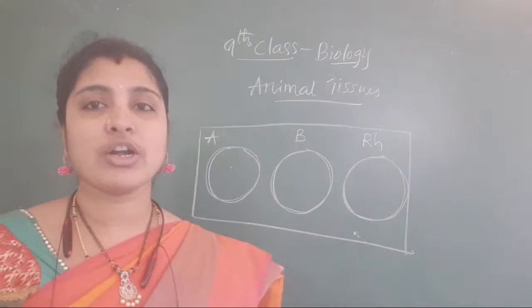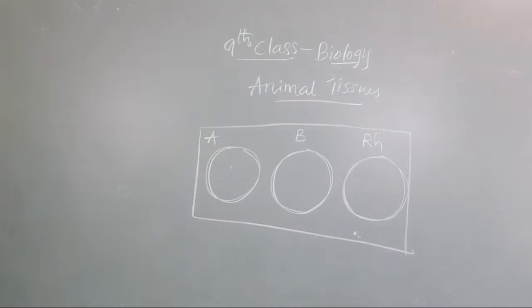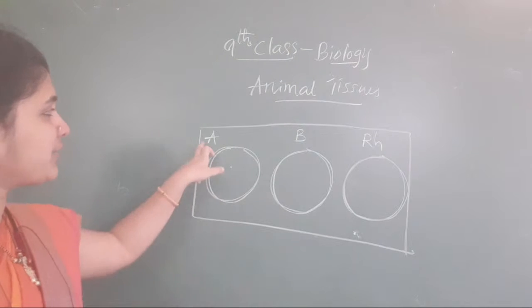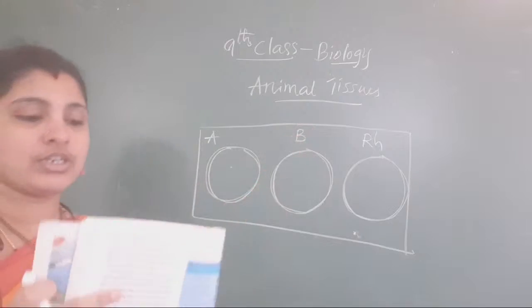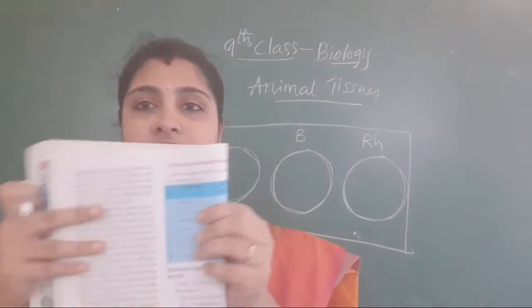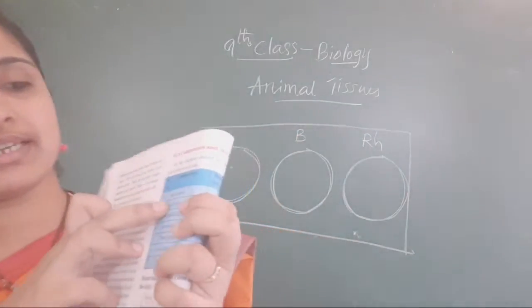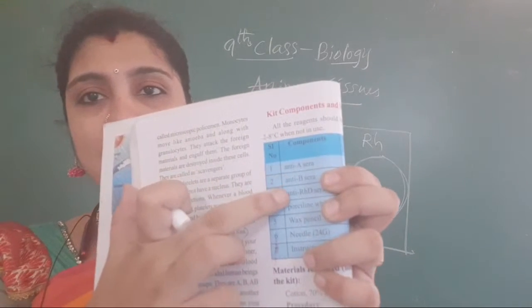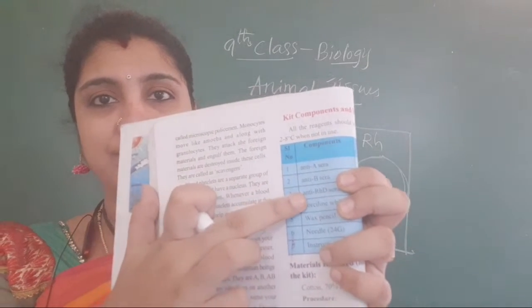Like this. So what you have to take? You have mentioned A, B, R, H, no, students? We have mentioned A, B and R, H. So here in the kit, what are we getting? This one. What is this? Anti-A sera, anti-B sera, anti-RH sera.